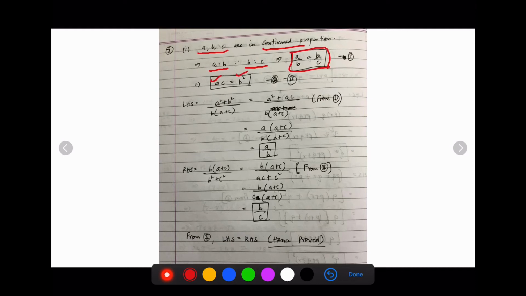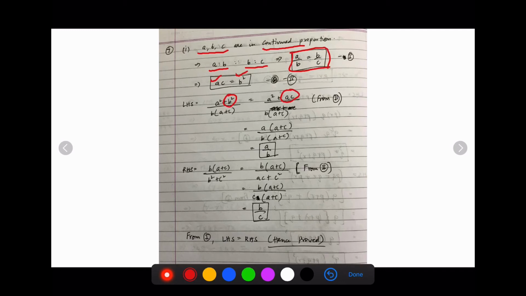AC will be equal to b square. Now you can try to simplify the left hand side and the right hand side separately and see whether they are equal or not. So left hand side is a square plus b square by b into a plus c. You can replace the b square in the numerator with the term AC. And once you do that, you see that a is a common factor in the numerator.